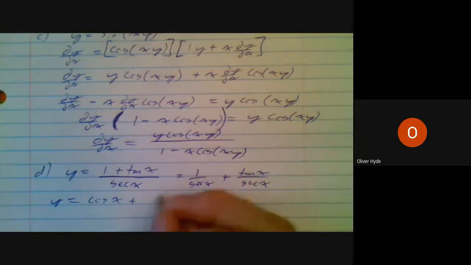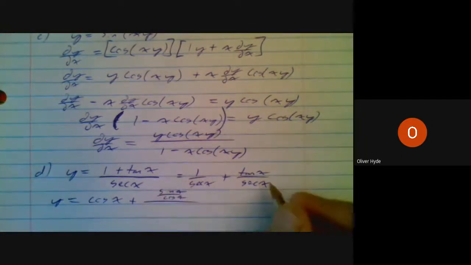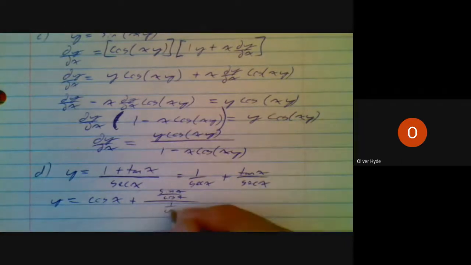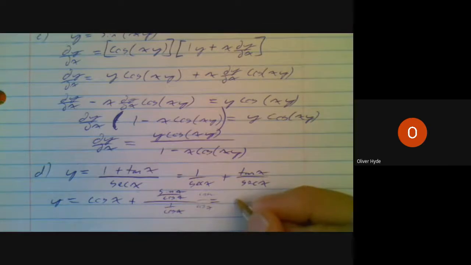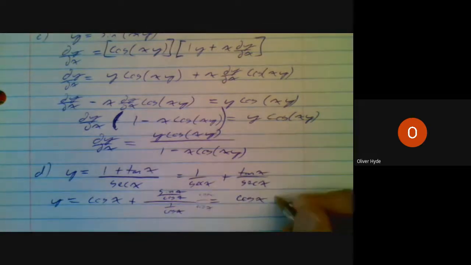Here, let's just take our time and write this as the sine of x divided by the cosine of x, divided by the reciprocal of the cosine of x. Then I can multiply by 1 in the form of the cosine of x divided by the cosine of x and get cosine of x plus the sine of x.